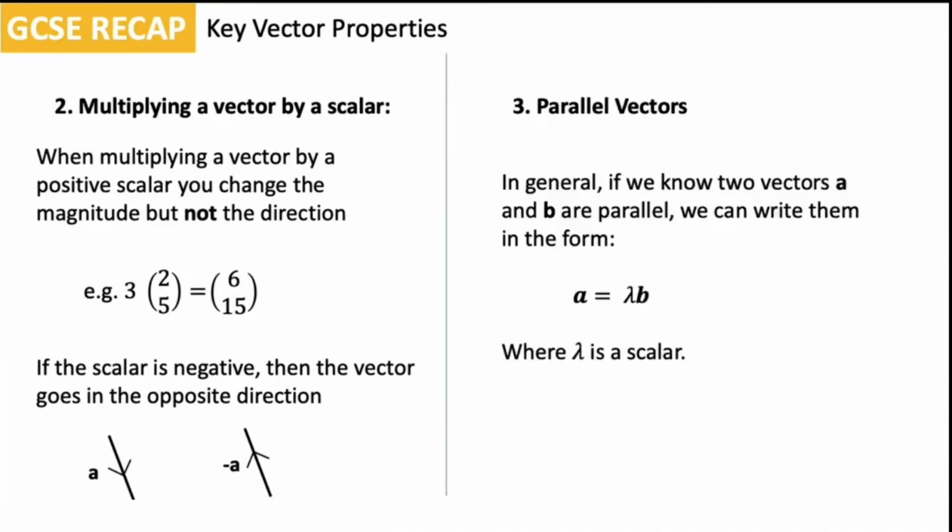Parallel vectors. If one vector is a scaled version of another, we have two parallel vectors. I can say that a equals lambda b, a equals 5b, a equals 2b, a equals a half b. If there's this linear relationship, then one is parallel with the other. That includes negative values. If a equals negative b, a and b are parallel.